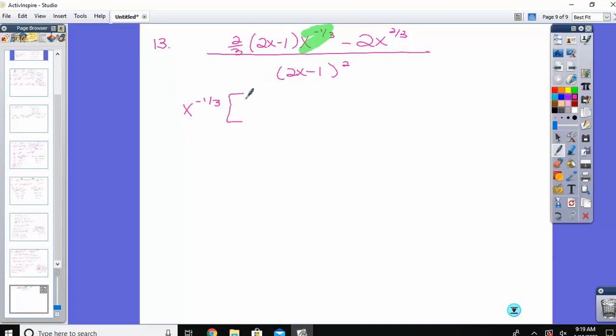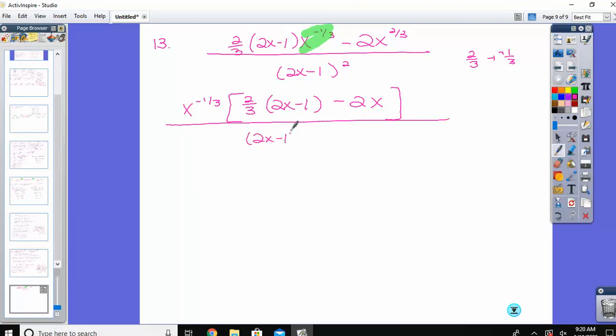When you pull it out, you have the 2/3, 2x minus 1, we pulled that out so it's gone, minus 2. When you factor out, you're subtracting exponents. So it's like 2/3 minus negative 1/3, which gives you just x to the first. Negative exponents drop to the bottom.